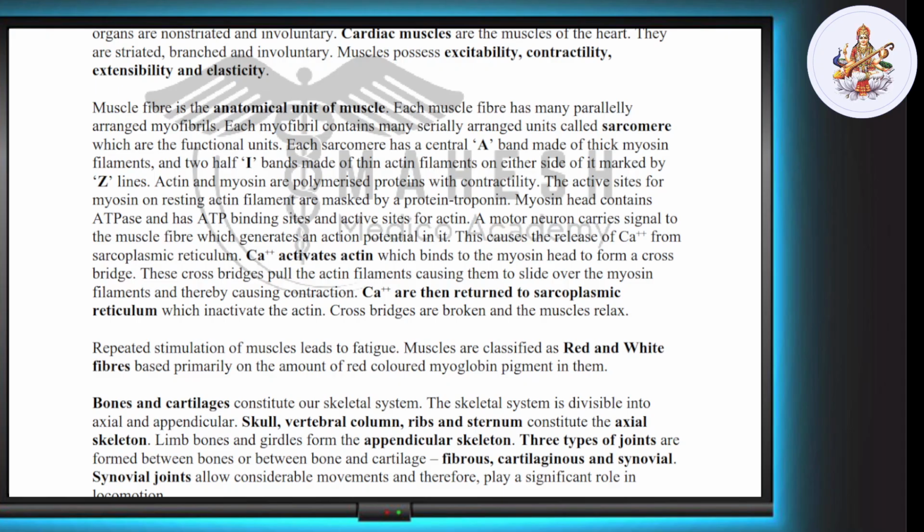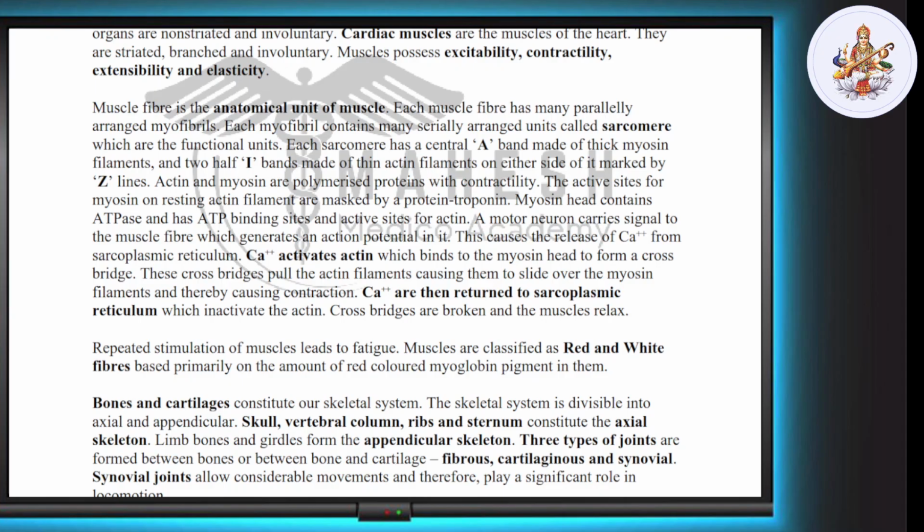Mechanism of muscle contraction. Here's what happens step by step. A motor neuron sends an electrical signal to the muscle fiber. This triggers the release of calcium ions from the sarcoplasmic reticulum. Calcium ions expose the active sites on actin by interacting with troponin. The myosin heads, which contain ATPase and binding sites for actin, latch onto actin, forming cross-bridges. The myosin heads pivot, pulling actin filaments inward.